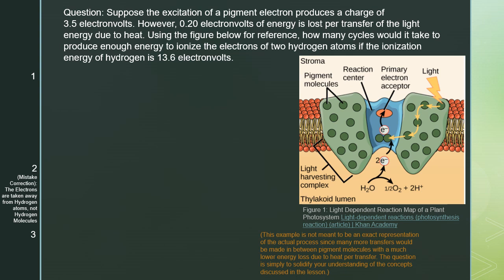Suppose the excitation of a pigment electron produces a charge of 3.5 electron volts. However, 0.20 electron volts of energy is lost per transfer of the light energy due to heat. Using the figure below for reference, how many cycles would it take to produce enough energy to ionize the electrons of two hydrogen atoms if the ionization energy of hydrogen is 13.6 electron volts?